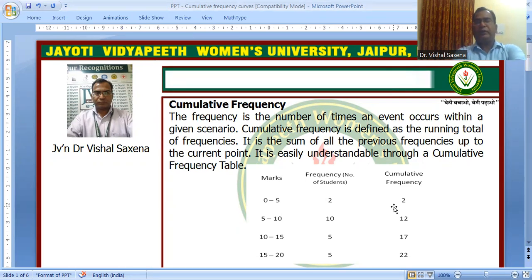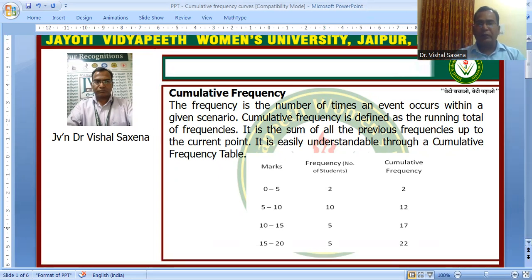In today's lecture, we are discussing how we can draw the cumulative frequency curves, which are also known as ogives. First, we should know the meaning of cumulative frequency. The frequency is the number of times an event occurs within a given scenario, meaning how many times a data value is repeated in our data set.